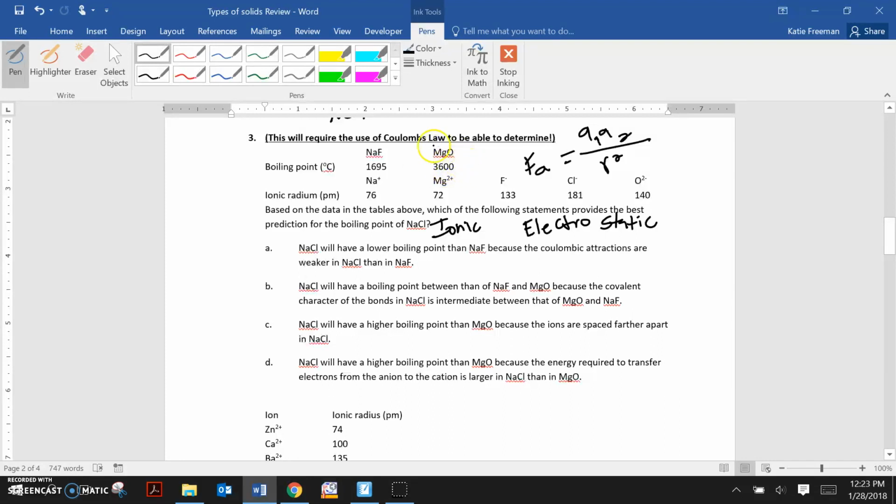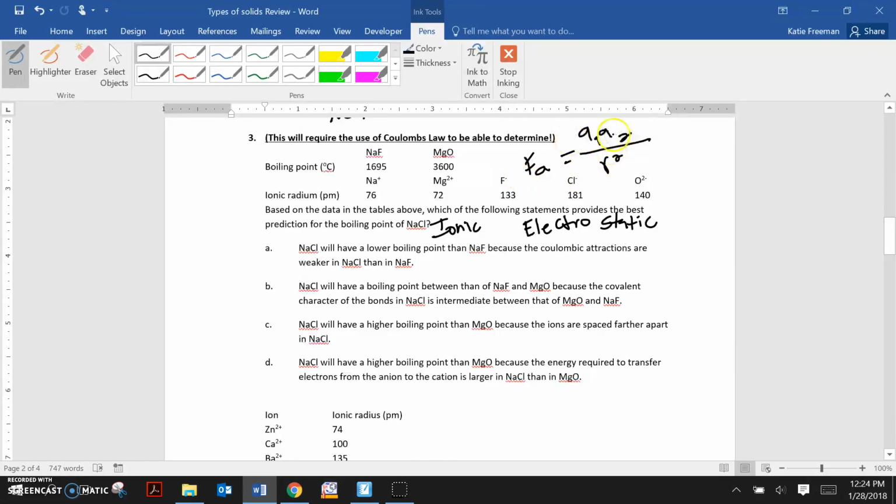So with that in mind, let's check out sodium chloride. Sodium chloride, we have 76, again exactly the same as the sodium, very similar to the magnesium. And then we have chlorine, which is 181. So that is an increase in radius compared to our fluorine ion. That means we are going to increase our radius here, which is going to decrease our force of attraction.